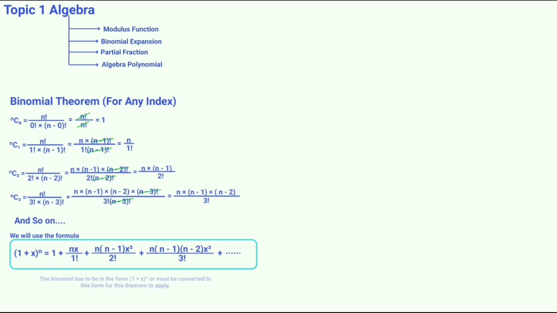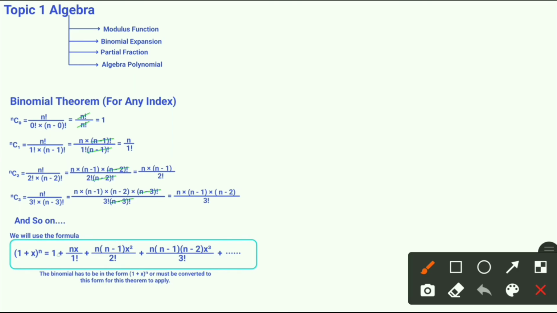Okay, this is how you solve. The binomial has to be in the form of this, or must be converted to this form for this theorem to apply. So we have this formula, and right now you can see here that it must be in this form in order for you to expand any bracket where the power of n is a negative number or in fraction form. Where the power of n is negative or fraction form, you need to put this in this position in order for the binomial theorem to work. And yeah, okay, let's move forward.